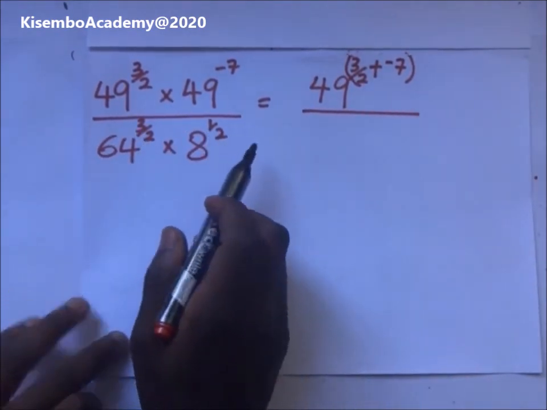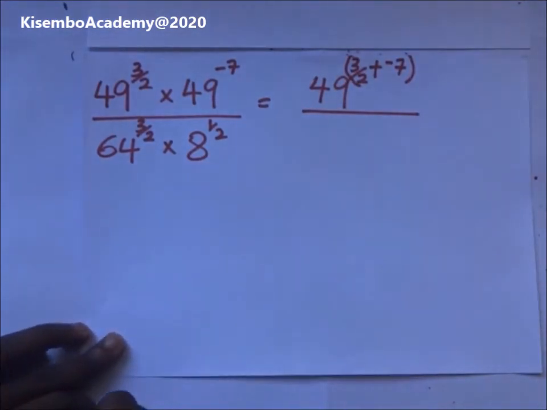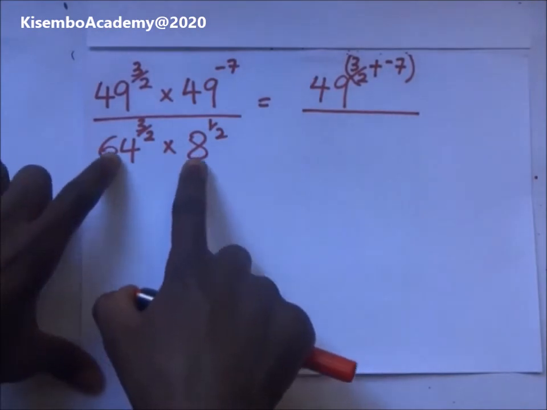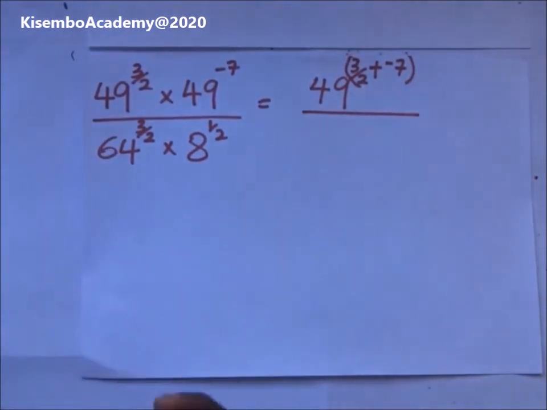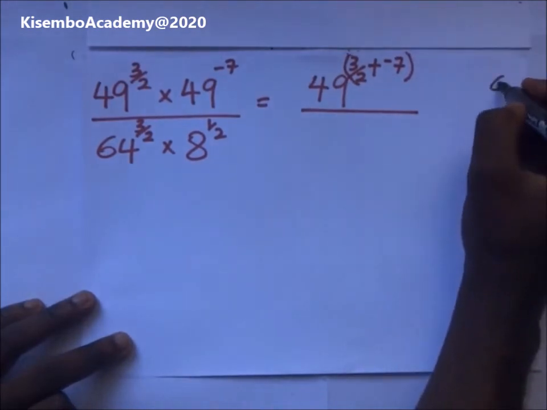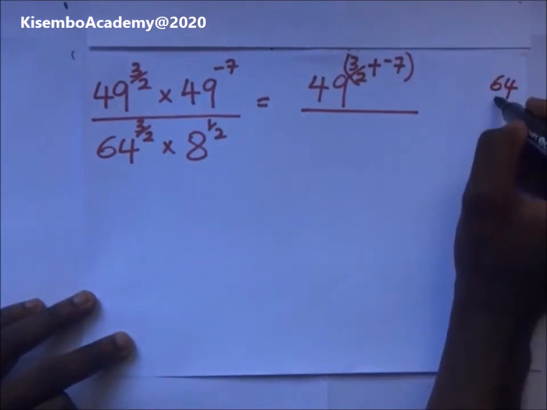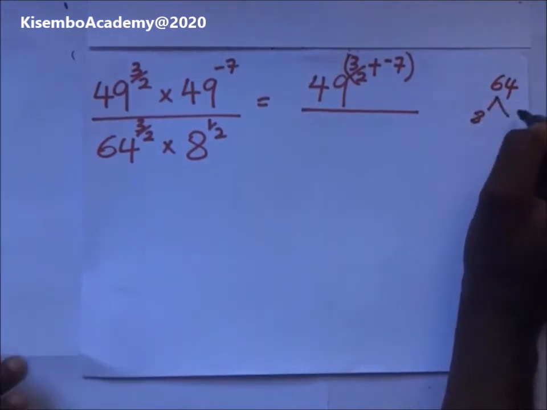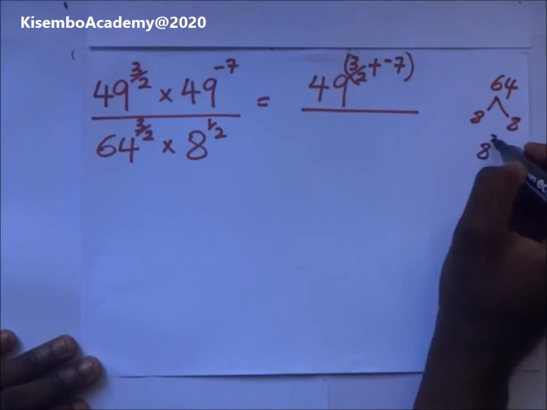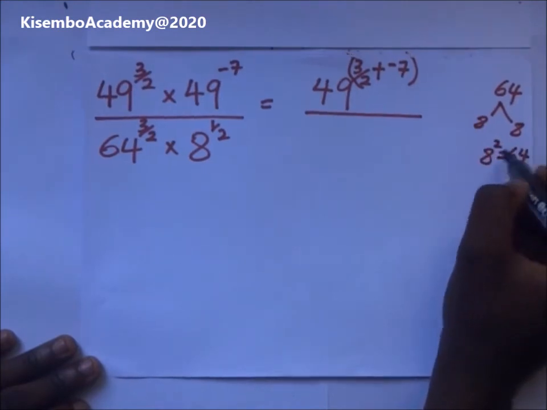to the power a half. Now the bases here are different. How can we attempt to make these two bases the same? Now if you look at 64, if you factorize 64, I'll do some side work here. If you divide 64 by 8, you get 8. It means that 8 times 8 is 64. 8 squared is the same as 64.